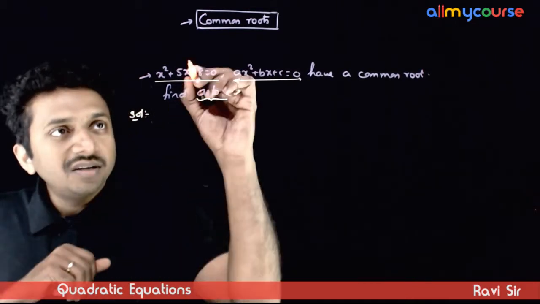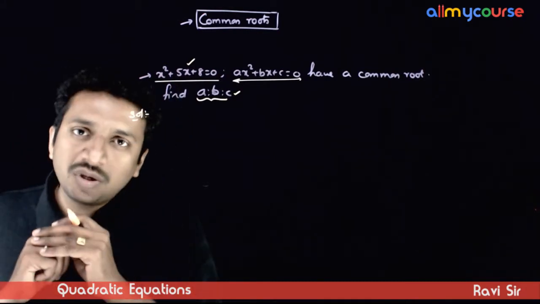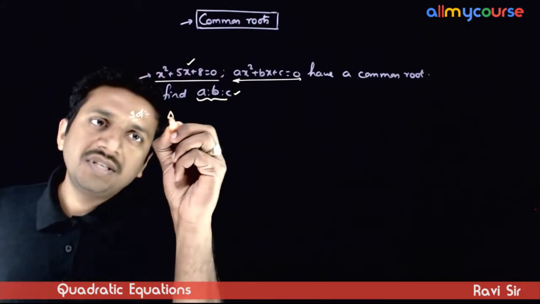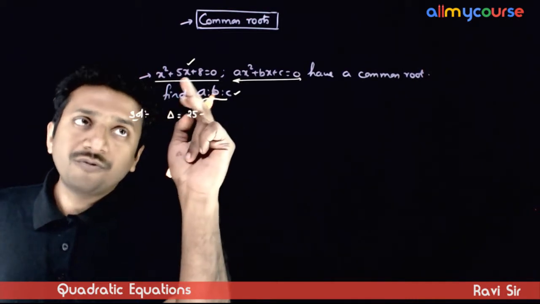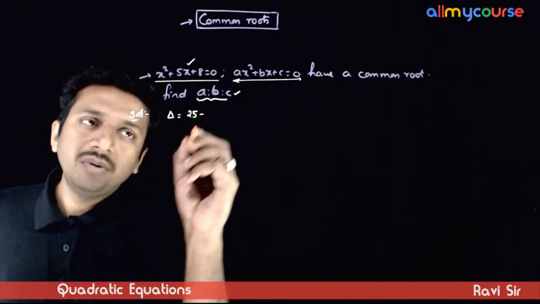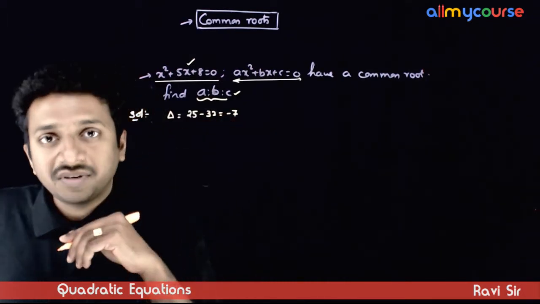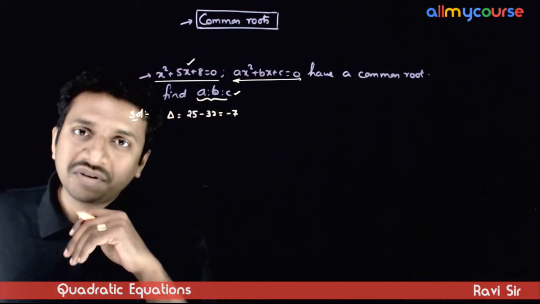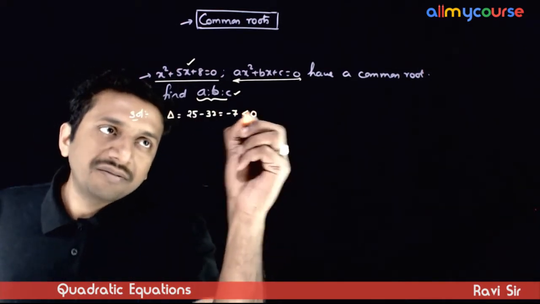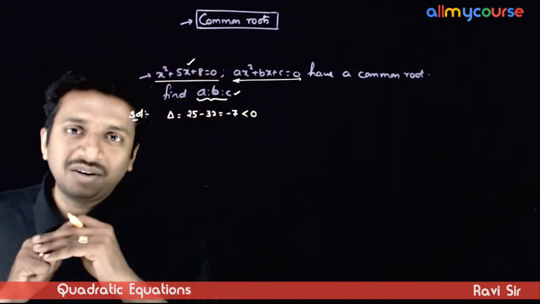If you see this equation, what is the discriminant of this equation? The delta of this equation is b² − 4ac, which is 25 − 4 × 8. 4 into 8 is 32, which is equal to −7. So delta is equal to −7. That is negative. That means this equation has imaginary roots.